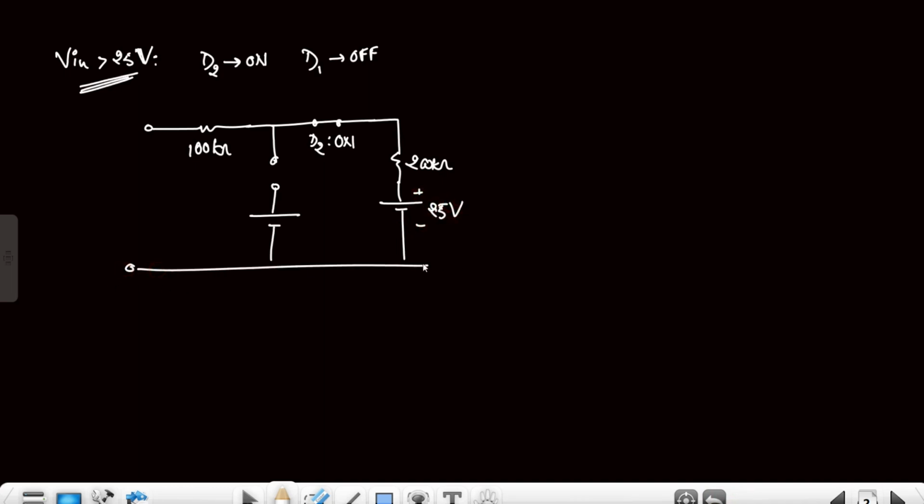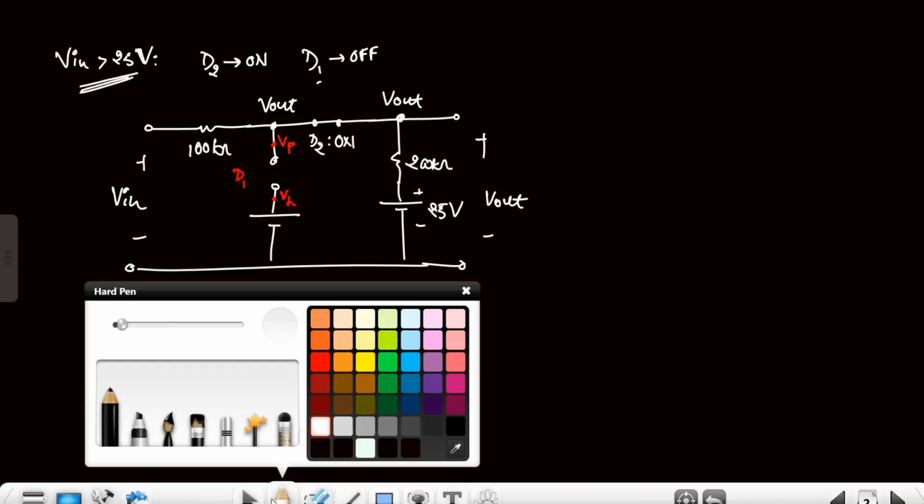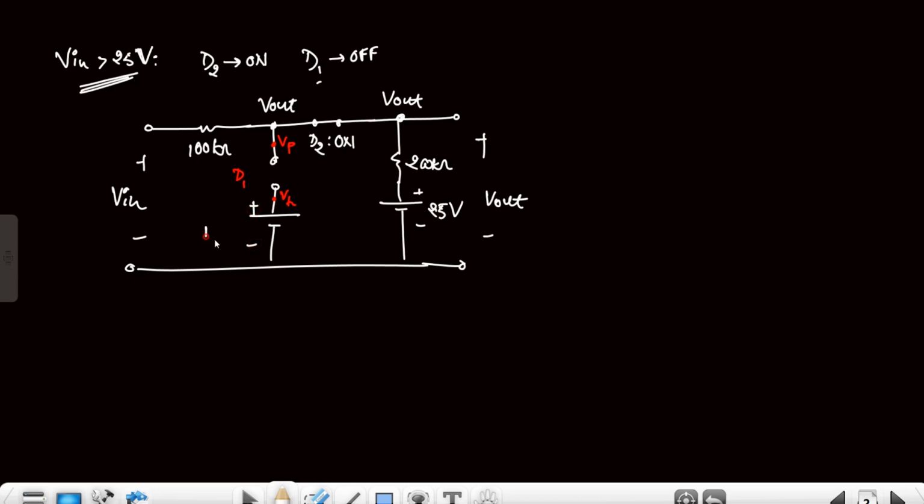Now when D2 is on, look here: as D2 turns on, Vout is at this terminal, and similarly Vout will be here too. So we can't say V1 is off, because now Vout is the positive terminal voltage of this D1. This is the VP, this is the VM, and this is D1, and the reference voltage here is 100 volt, right?